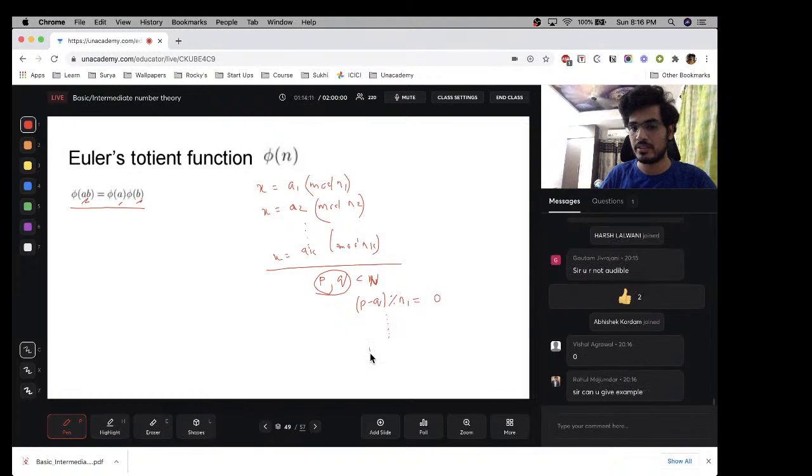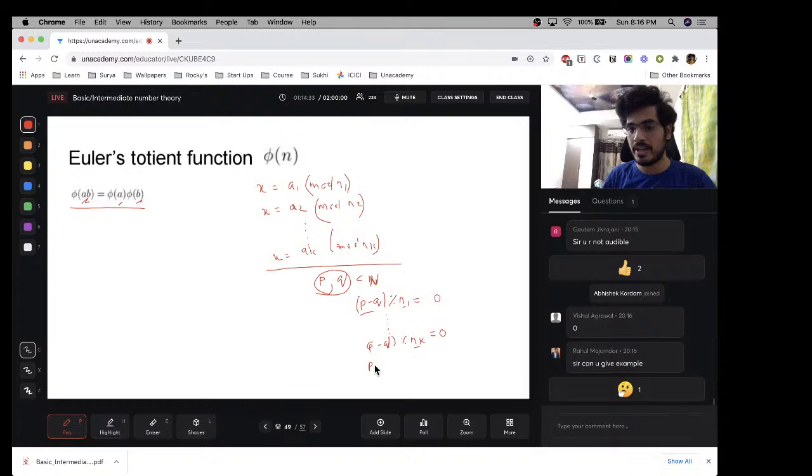Similarly, for every equation, p minus q mod nk would be equal to 0. That means p minus q is a multiple of n1, n2, n3, and so on up to nk. Then p minus q mod N should also be equal to 0. Since p minus q is divisible by n1, n2, and so on up to nk, p minus q should be a multiple of capital N.